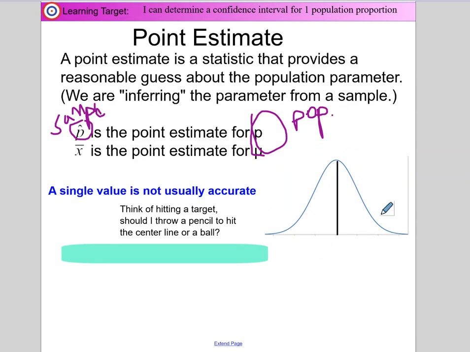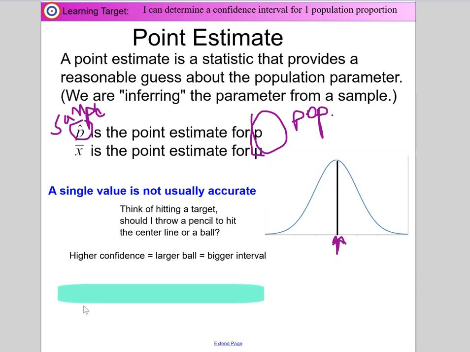If we think about our normal distribution curve, we're trying to guess this value here, this middle value. Our goal when we're talking about our population is to figure out this value about the entire population. Would it be easier to hit that target if I was throwing a pencil at it or if I was throwing a ball? We would want a ball because a ball is bigger. Higher confidence, larger ball, bigger interval. So we want to be more confident that we're going to hit the target, so we're going to throw a ball, which in this case is going to be an interval.